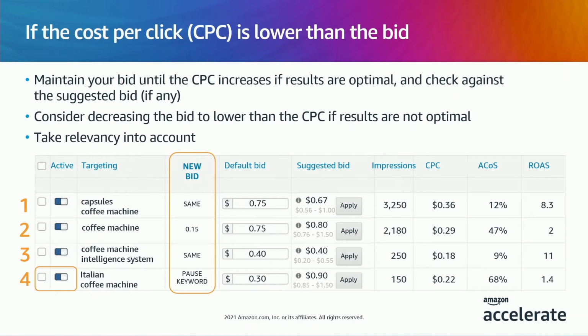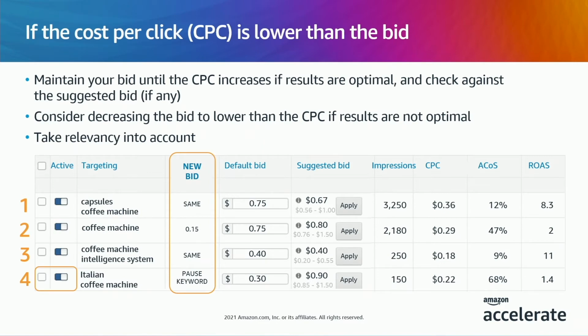If it's getting low impressions and converting well, this might be due to low traffic for that targeting method. In this case, consider maintaining the bid until the cost per click increases. Or if it's getting low impressions and not converting well, it could be due to low relevancy of that targeting method. Consider pausing the keyword, ASIN, or category.